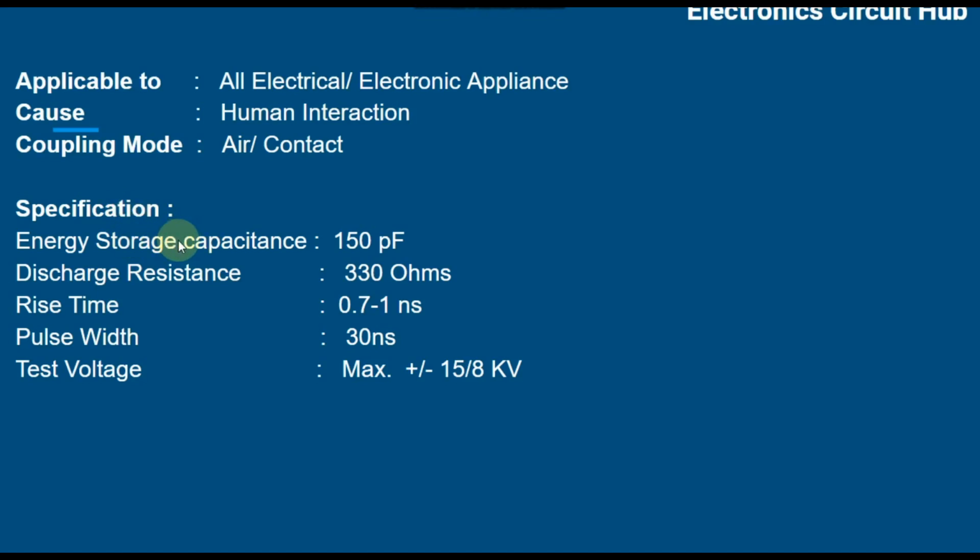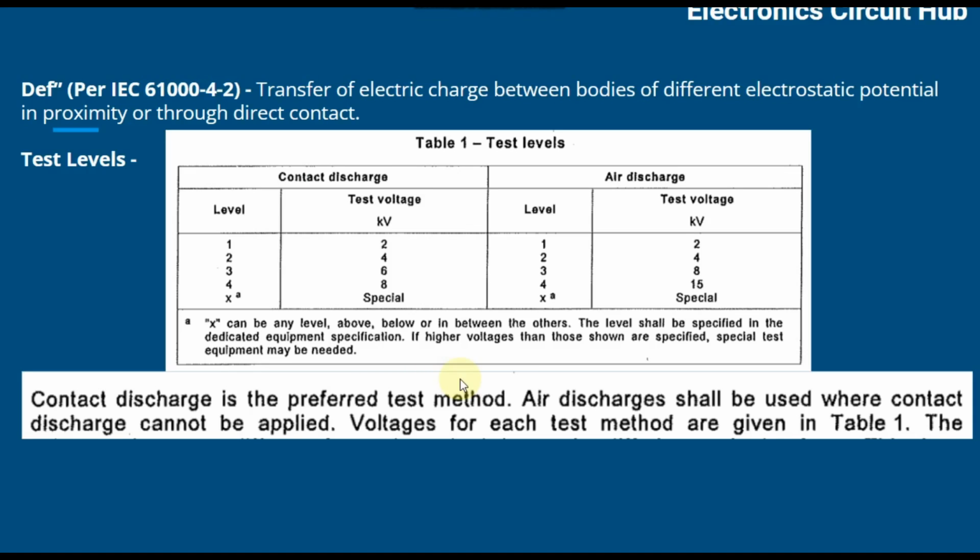In ESD there is an energy storage capacitance. The value of the energy storage capacitance is 150 pF. The discharge resistance value is 330 ohm. The rise time of ESD is 0.7 to 1 nanosecond. The pulse width is 30 nanoseconds, and the test voltage for air discharge is plus minus 15 kV, and for contact discharge it's plus minus 8 kV, right?